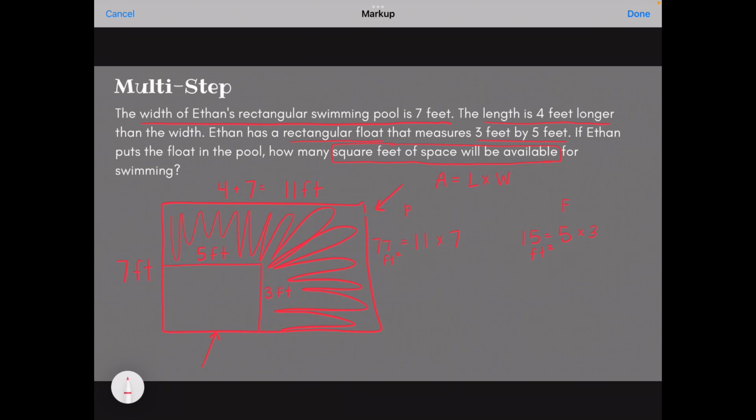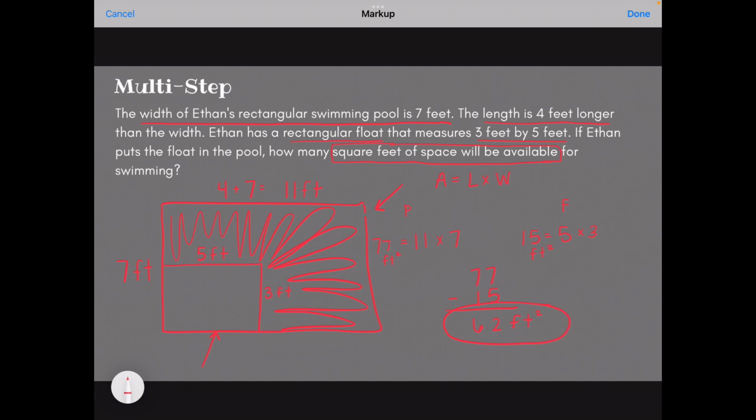Again, I'm trying to find out the leftover space to find out how much space is available for swimming. So I need to subtract the total minus the 15 feet squared to give me a final answer of 62 feet squared being left available for swimming.